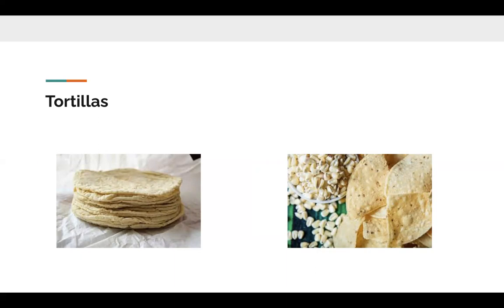After nixtamalization, the corn is washed and ground, which is now dough. This is also known as masa.